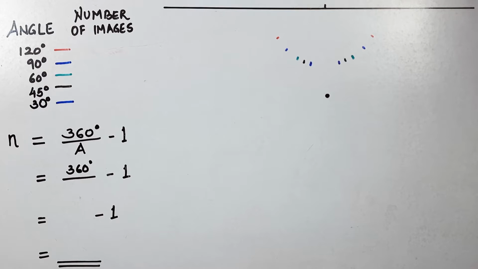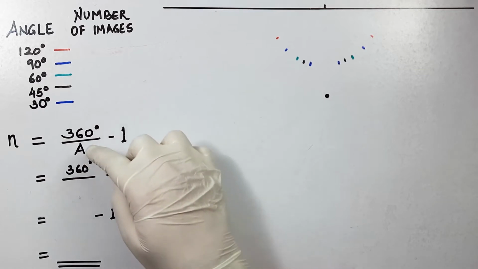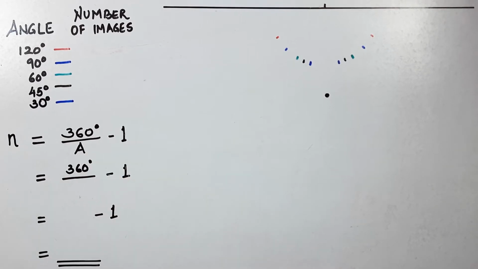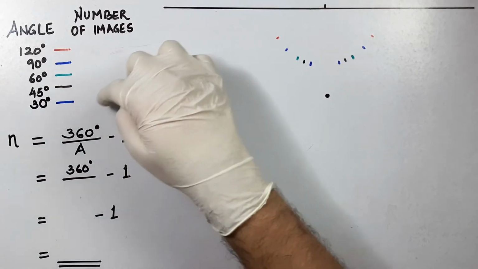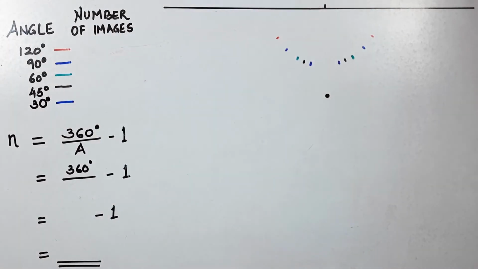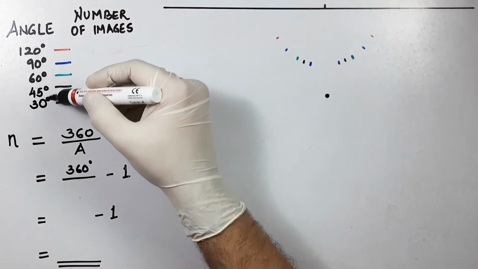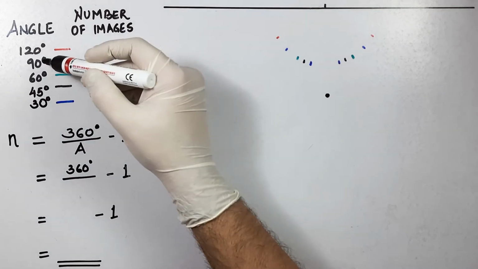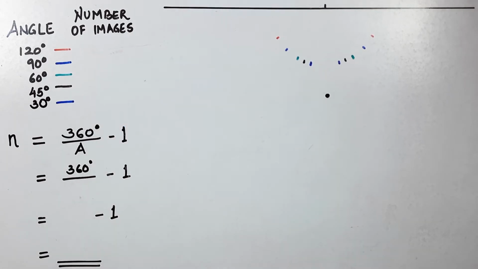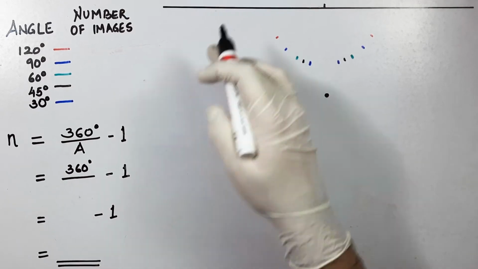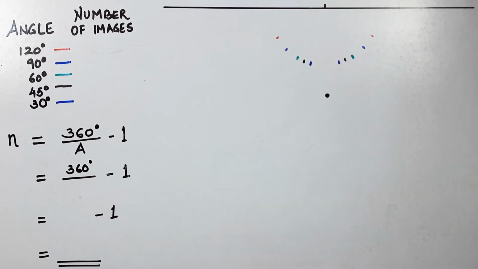Now we are going to see how the number of images n changes when we keep on changing the angle a. So we have made a table here which shows different angles between the two mirrors, and we are going to calculate these number of images, and then we are also going to see how it actually looks practically. So I'll just explain this part to you.